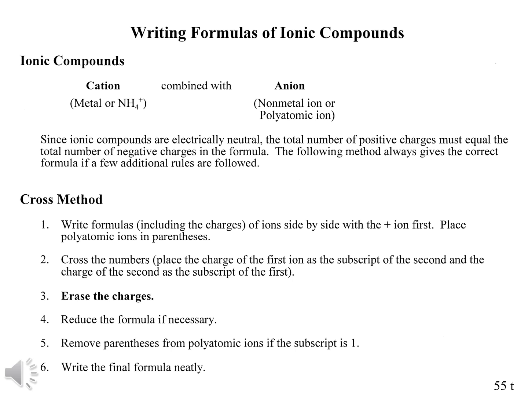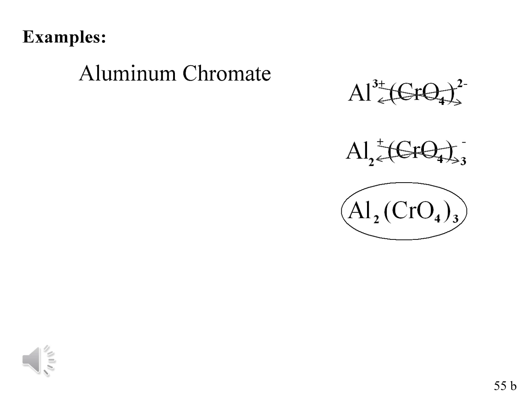Let's look at an example. Now we're going to try to write the formula for aluminum chromate. When you do this, the metal ion always comes first. So we're going to put down Al, and you know that it's a +3 because it's in group 3 in the periodic table. Now the other ion, chromate, we're going to put in parentheses. This one is a memory ion. The chromate has 4 oxygens, and it's a 2 minus charge.